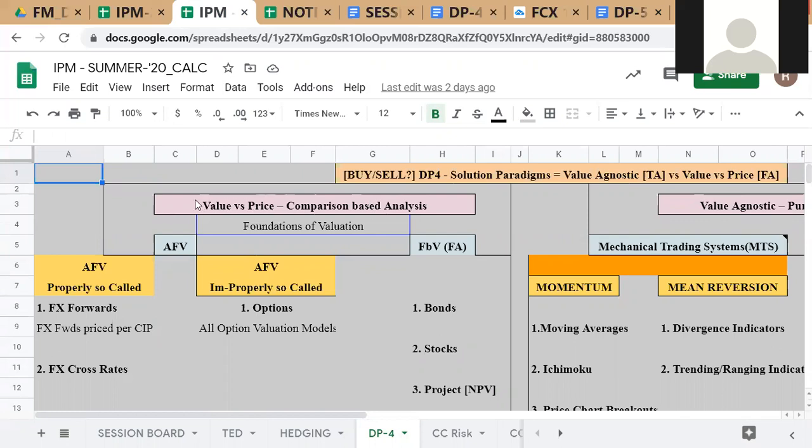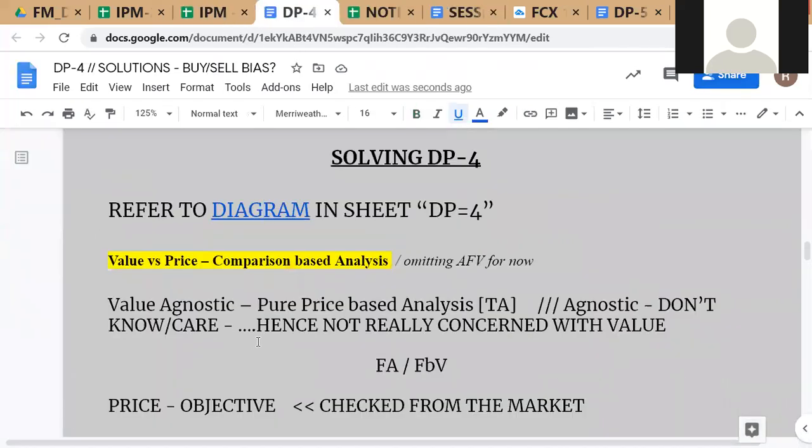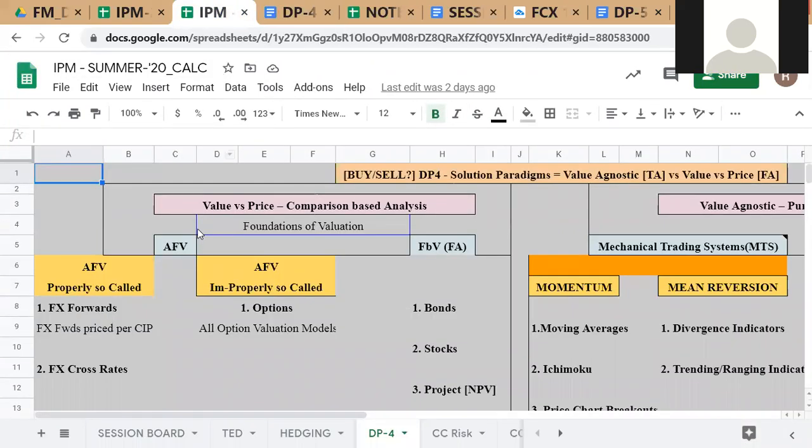So this is a long recap. I've spent about 10 minutes doing a recap just to make sure that you have the context right and you understand where we are. If you look at the notes, it says omitting AFV for now. AFV is slightly complicated, so we are going to leave it out, although AFV also belongs in this particular sphere. So we're leaving it aside for the moment.